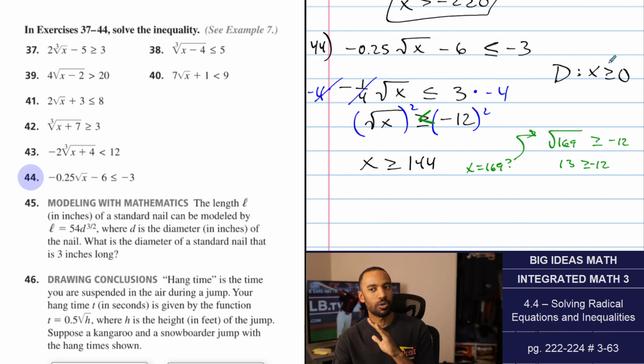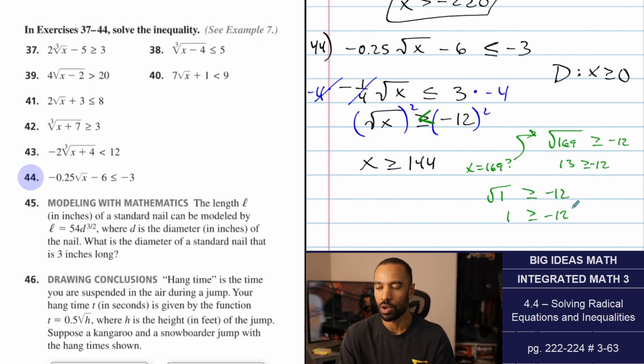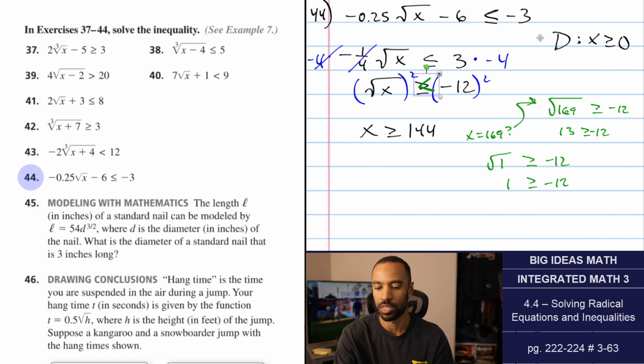Do numbers greater than or equal to 0 still work? Try and plug in 1. What's the square root of 1? Square root of 1 is 1. Is that greater than or equal to negative 12? Yes, that's 1, greater than or equal to negative 12. Anything that's greater than or equal to 0 will work here. Anything that fits within the domain.